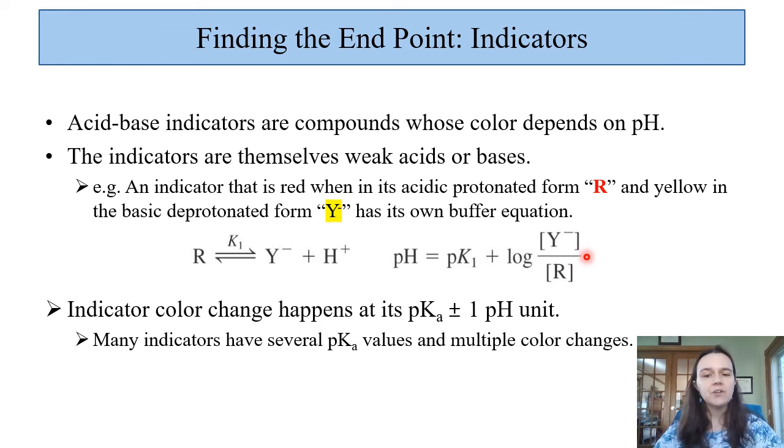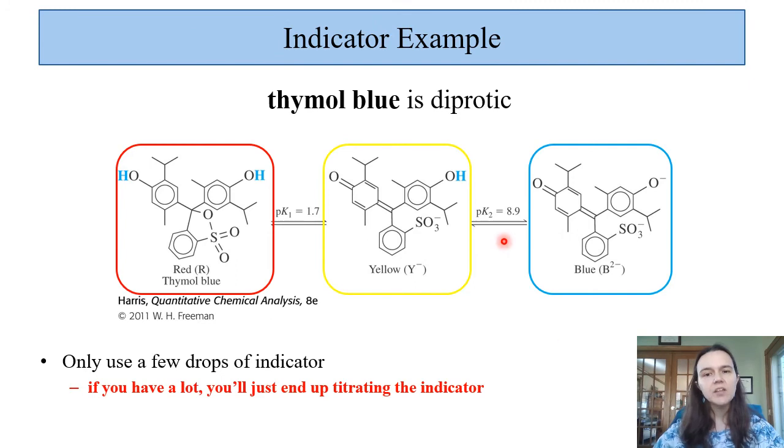Many of the indicators that are out there have several pKa values, so they're polyprotic indicators themselves, and will have multiple color changes. An example of a good indicator is thymol blue. It happens to be diprotic. So thymol blue in the fully protonated form here is red, and around 1.7 pH, it transitions to yellow after it's lost 1 proton, and the second pKa of 8.9 goes from yellow to blue.